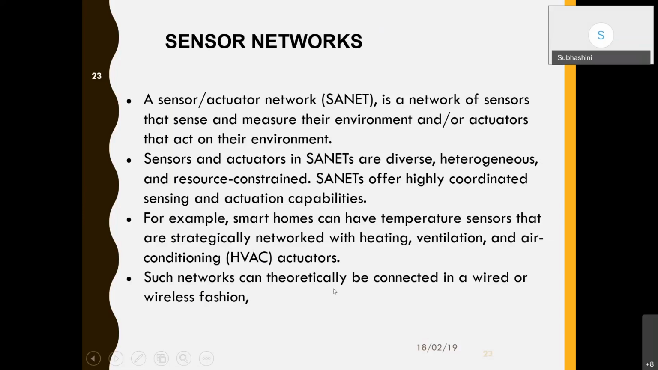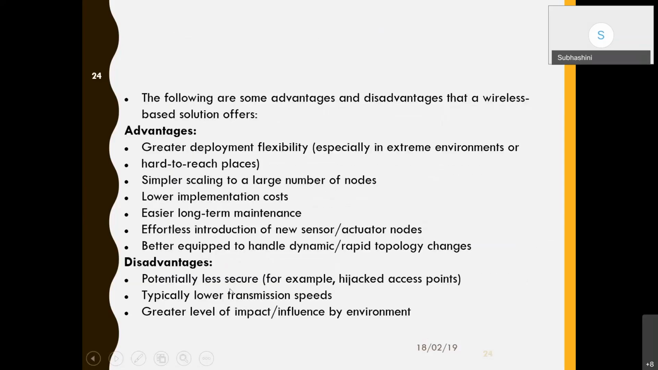And some of the advantages and drawbacks of SANETs are given here, right? Great deployment flexibility, simple scaling, low implementation cost, long-term maintenance, reduction in cost with the number of nodes. Then better equipped to handle dynamic changes in topology, easily adaptable to changes. Then the drawbacks are that they are potentially less secure. You need to have some authentication technique in it, and they have low transmission speed, and they are influenced by the environment.